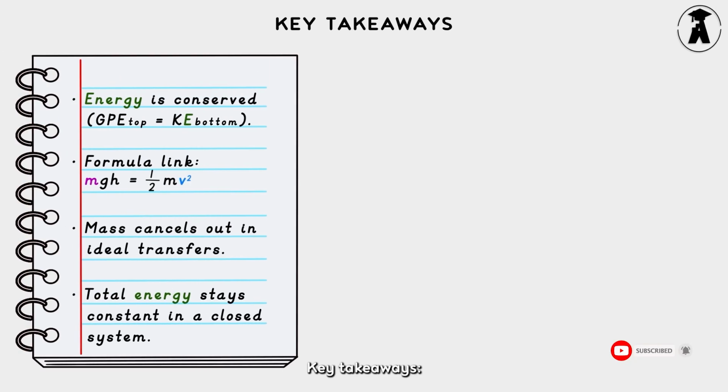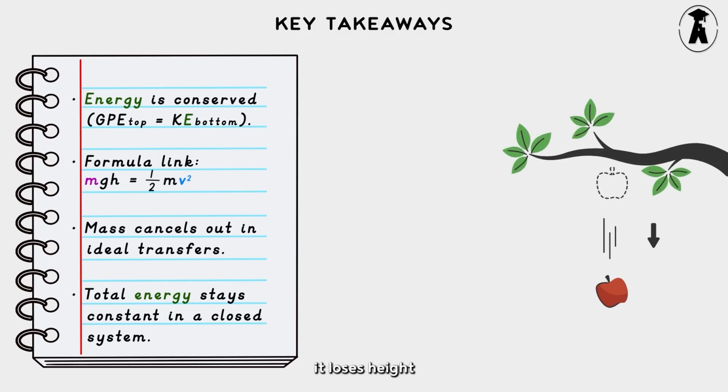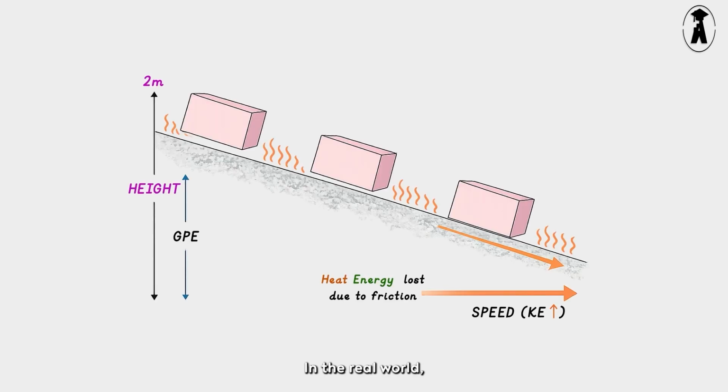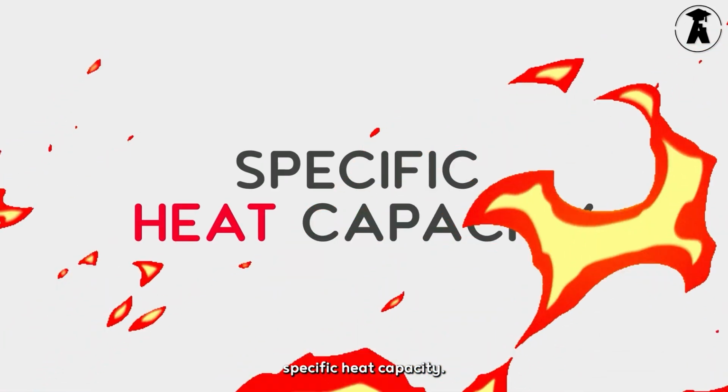Key takeaways. Energy flows between KE and GPE stores, while the total remains the same. When an object falls, it loses height but gains speed. You can equate the formulas to solve for unknowns like height or velocity. In the real world, some energy is always lost as heat due to friction. Join us next time as we explore specific heat capacity.